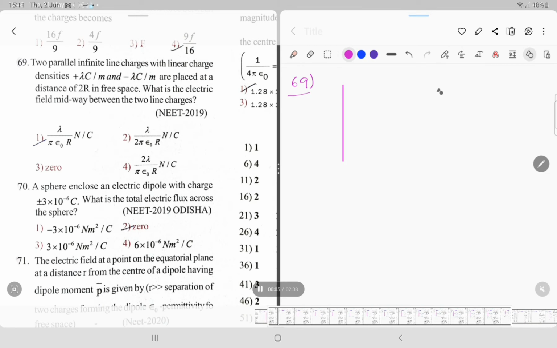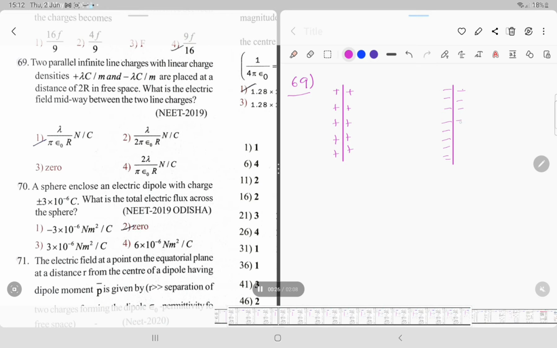Next, problem number 69. Let us consider two infinite lines of charges arranged parallel to each other. Let us consider positive linear charge density on one line, represented by plus lambda, and on the other infinite line a negative linear charge density, minus lambda. Here 2r is the distance between the two parallel infinite lines of charges.